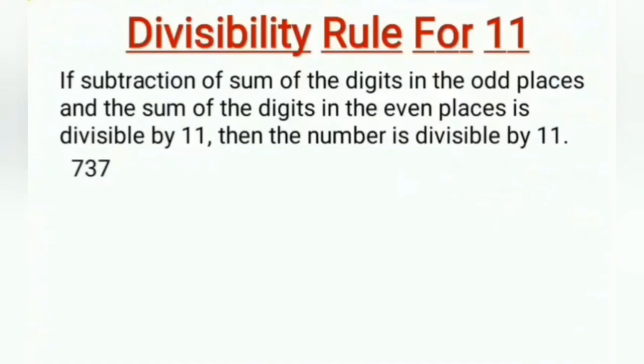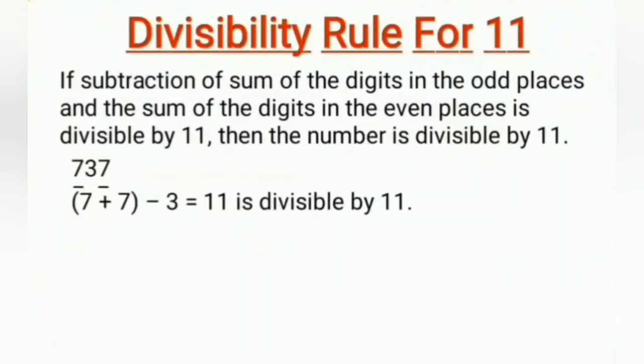Let's see examples. 737. Now add the odd place numbers and then from that subtract the even place number, so we get 11. 11 is divisible by 11, that's why 737 is also divisible by 11.